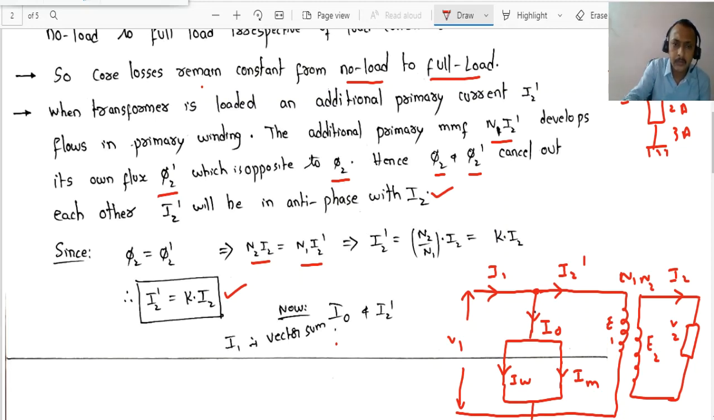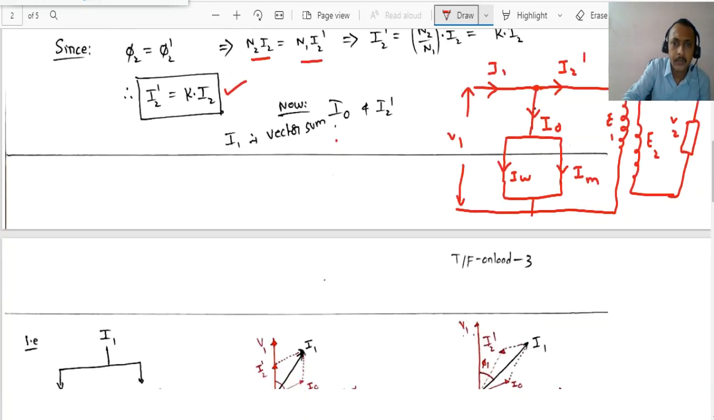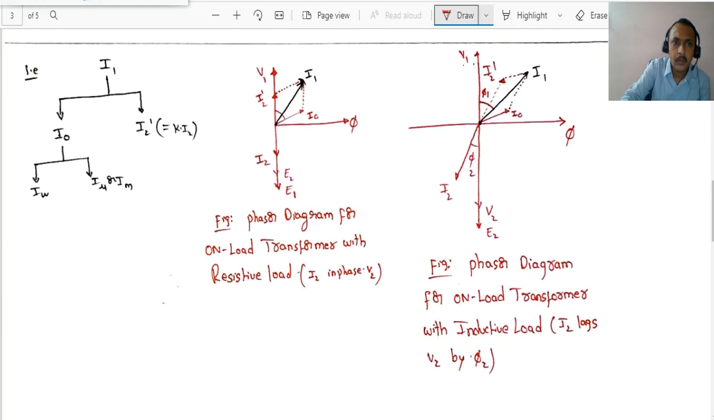That is what we have written here: I1, I0 and I2 dash. Again I0 into working component and magnetizing component. If you recollect from the no load transformer basics, the working component is I0 cos phi naught. The magnetizing component will be I0 sin phi naught, where phi naught indicates what?